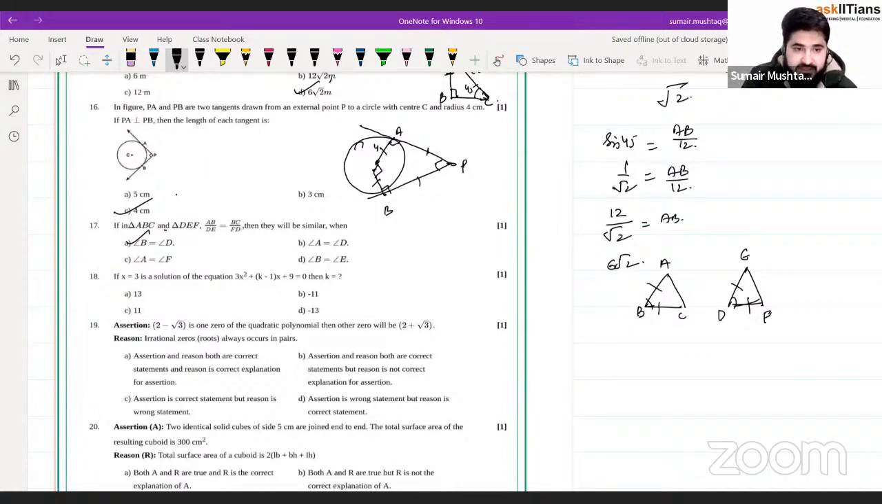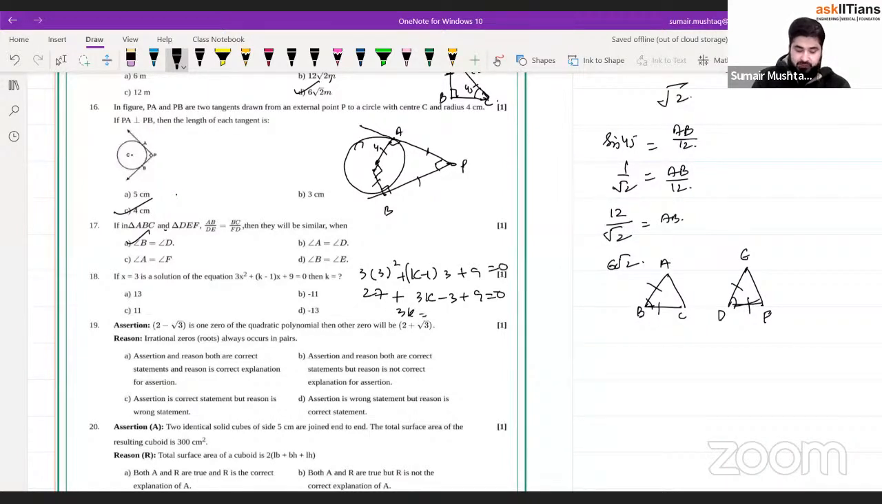Okay. Next, x equal to 3 is the solution of this equation, right? What's the value of k? Come on, tell me. Solution means that at the value x equal to 3, the right hand side will be equal to the left hand side. So put the value of x as 3. So this is 3 square plus k minus 1, so this will be 3 plus 9. This should be equal to 0, right? So this is 27 plus 3k minus 3 plus 9 is equal to 0.